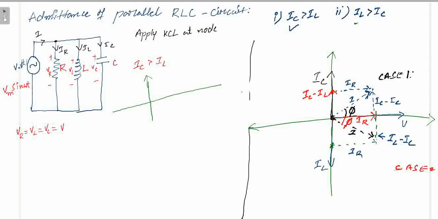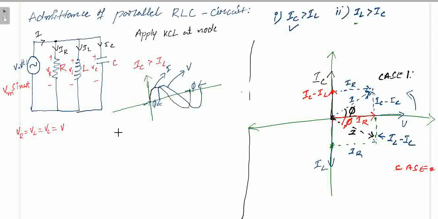Just compare I and V. I is moving in this direction in case 1. So I is leading. The current leads when IC is greater than IL, and voltage lags, with phase angle phi. So this is your I, and this is your V when IC is greater than IL.